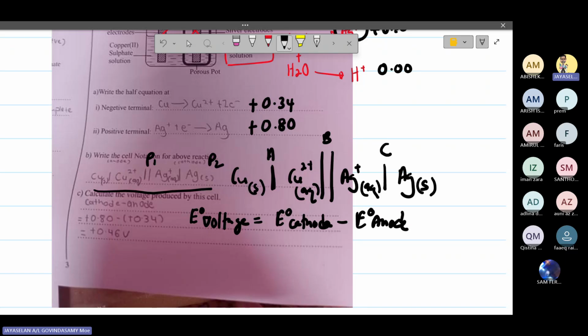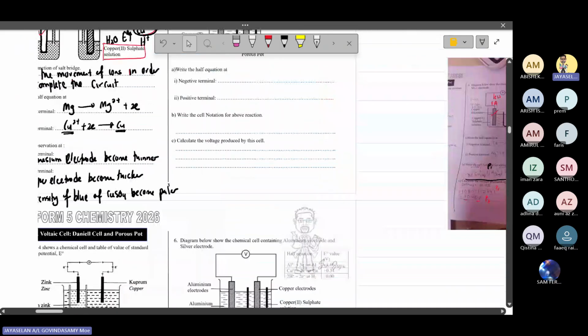Dia lupa tulis benda ni. Okay, so kalau boleh tulis, okay, so cathode positive 0.80. Okay, 80 minus anode. Okay, letak positive 0.34. The formula after calculation positive 0.46 volt. So dia dapat 2 markah. Any question? Untuk pelajar ni kita bagi markah. So this one 0.1, 0.2. Ada symbol, ada unit. So he score perfect mark. Any question? No question. Okay, so we go for next part.